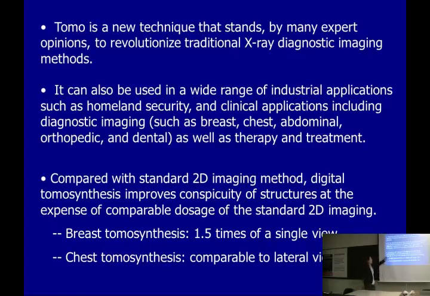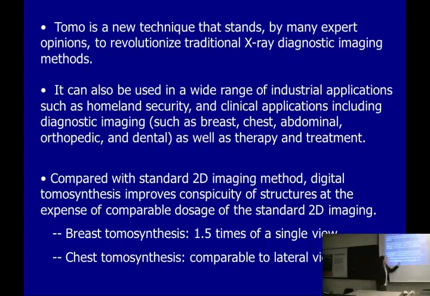Okay, so compared with the standard two-dimensional imaging method, we are doing a three-dimensional reconstruction, getting three-dimensional information. And compared with the current CT, we are using a much lower dosage. For example, for breast tomosynthesis, currently the dosage is less than 1.5 times a single dose. In breast imaging, if you do mammography, you have a view from top to bottom, and another at 45 degrees, so two views. We are using about 1.5 times the dose of a single view when we finish the entire projection imaging.